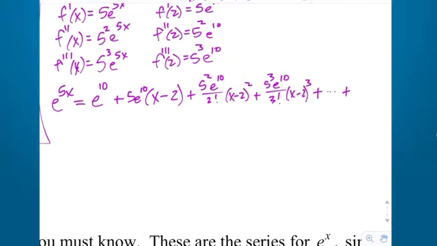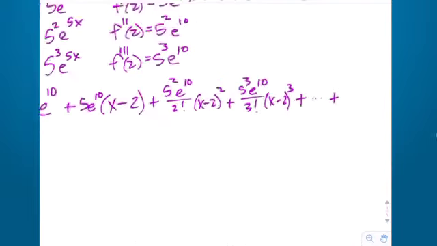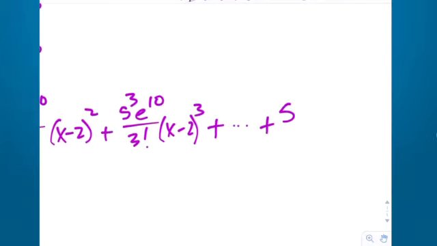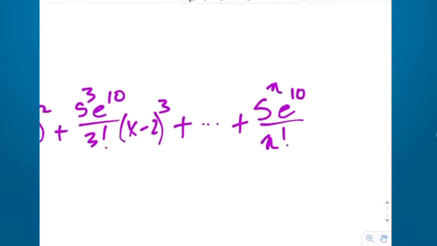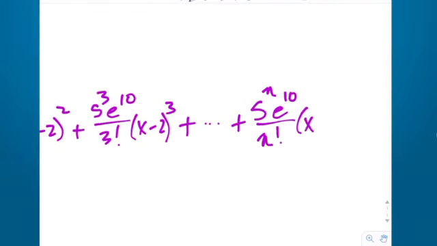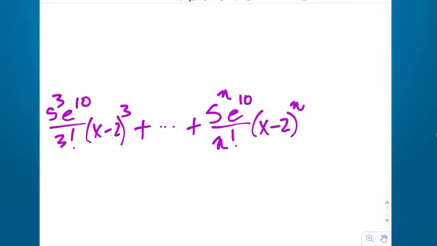So when it's x minus 2 to the first, it's 5 to the first. When it's x minus 2 squared, it's 5 squared. In other words, the n value is also the power of n now that's on the 5. So if I'm going to capture the pattern, it looks like it's going to be 5 to the nth power, e to the 10th over n factorial times x minus 2 to the nth. Good. Plus dot dot dot. There you go.